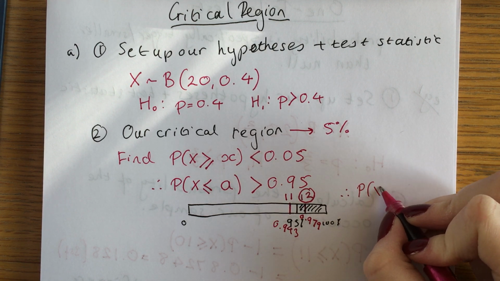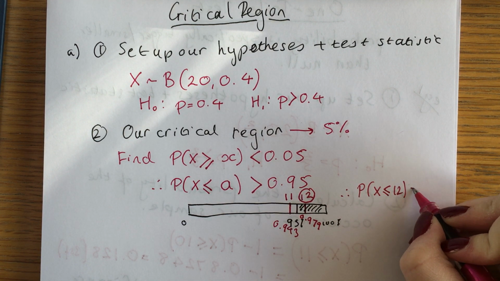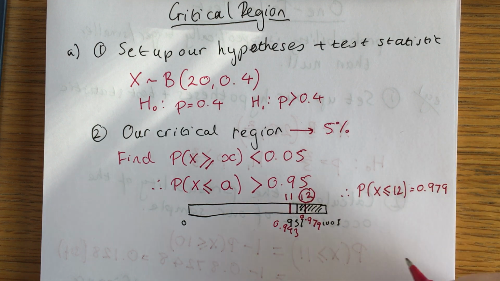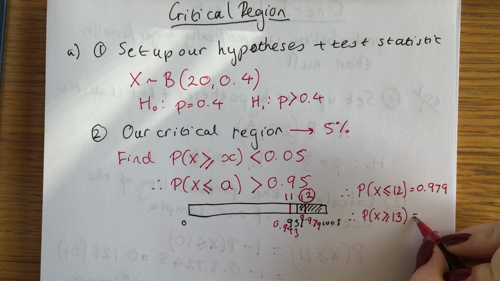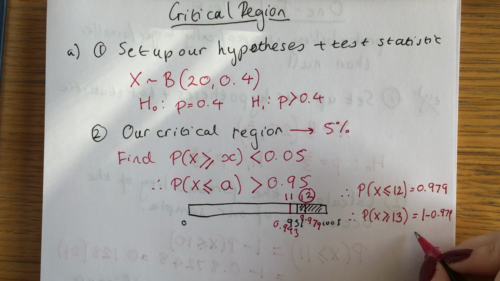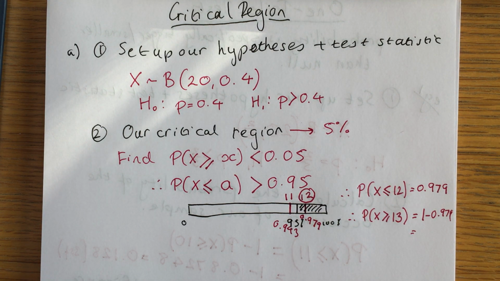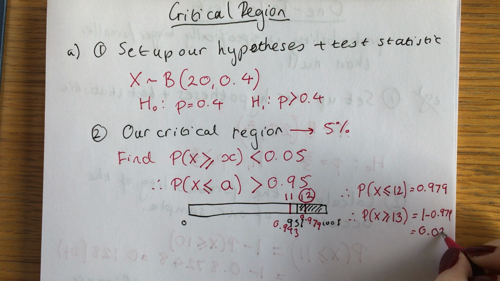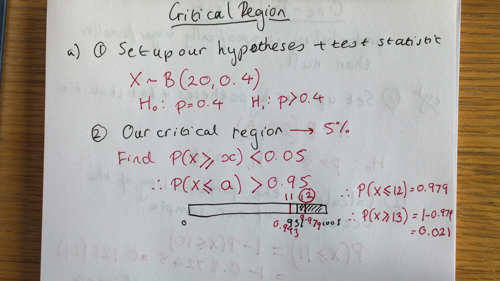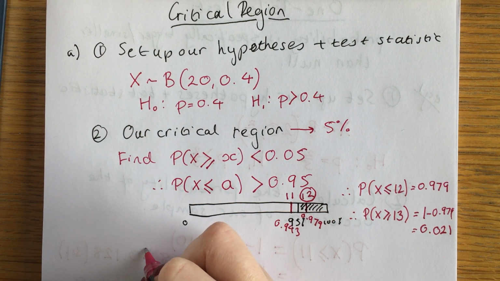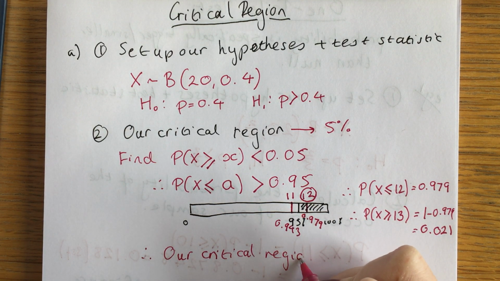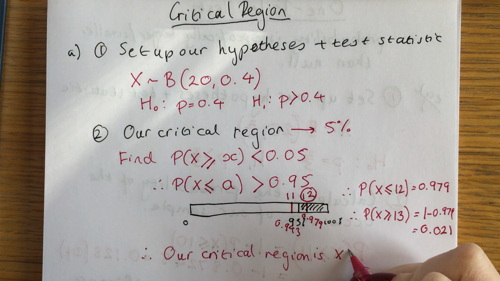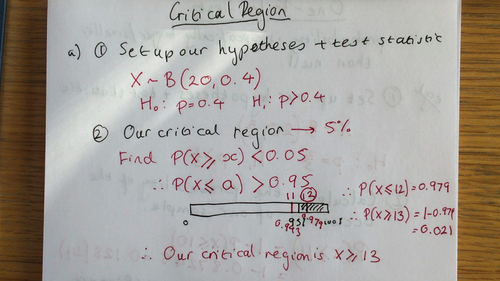Therefore, the probability that x is less than or equal to 12 is 0.979, which would mean the probability of having 13 or more is 1 minus that value. 1 minus 0.979, I should use more significant figures, but is 0.021 chance. So therefore, our critical region is that x has to be more than or equal to 13.